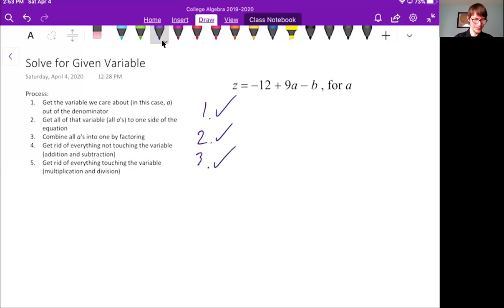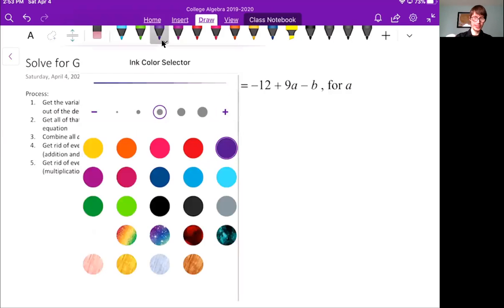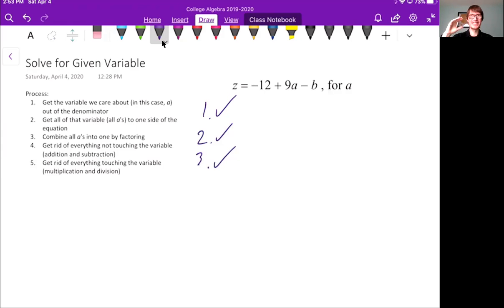And then fourthly, we need to get rid of everything that's not touching the variable. Now, this is where we actually start to need to do math. So let's start out the problem again so we can get a framework of what's going on here. So z equals -12 plus 9a minus b.